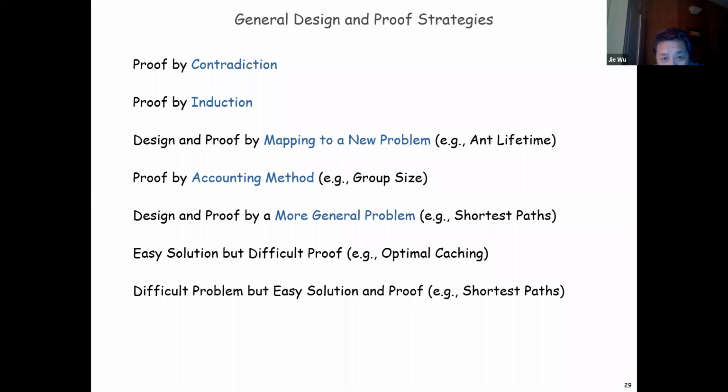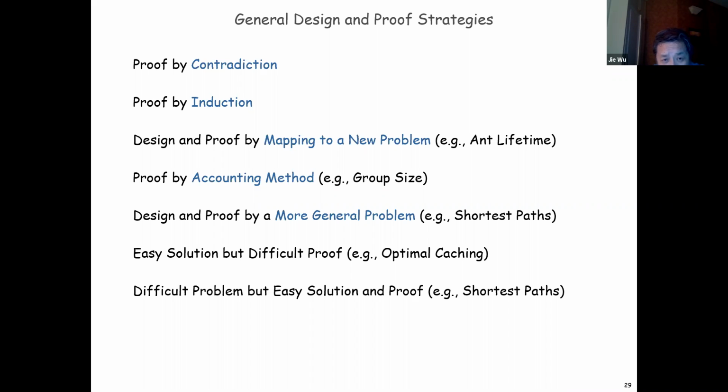For example, the accounting method. It means that sometimes when you prove something, it's very difficult, but if you introduce some money, it makes things much easier. In fact, in the last class I briefly mentioned a matching problem, right? We'll come to this matching and the accounting method again later.